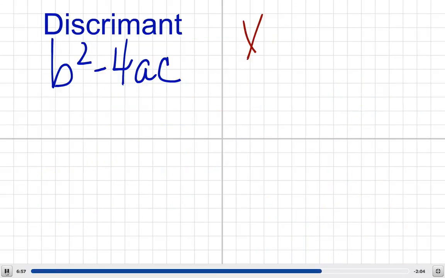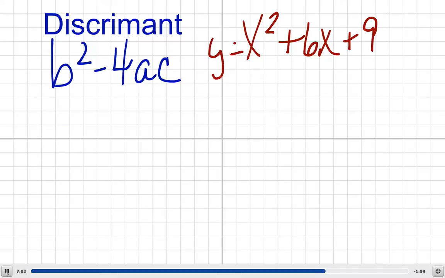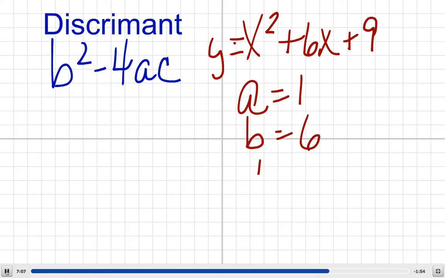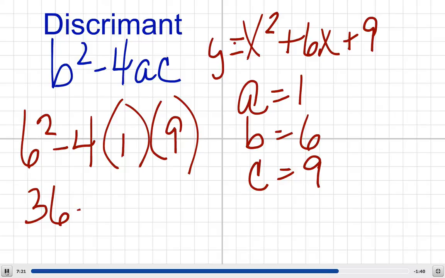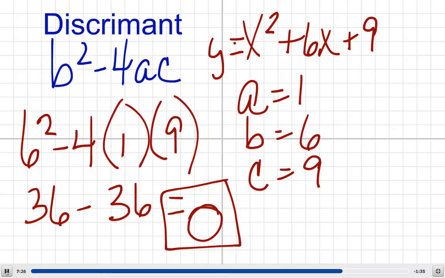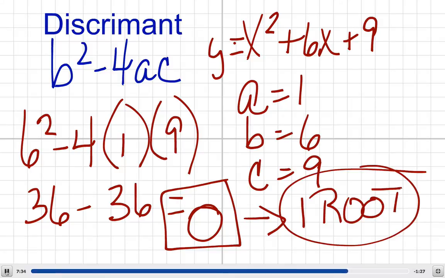Okay, let's take a look at the equation x squared plus 6x plus 9. Well, that means that my a is equal to 1, b is equal to 6, and c is equal to 9. When I put that into my formula for the discriminant, I find 6 squared minus 4 times 1 times 9. When I simplify it, I get 36 minus 36. Well, that equals 0. If your discriminant number is 0, then that means that there is one root or a double root, and therefore it's going to be factorable.